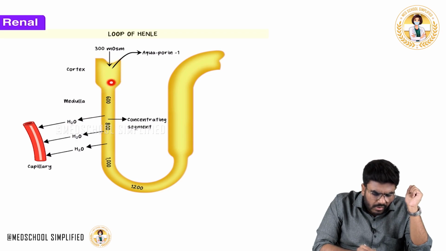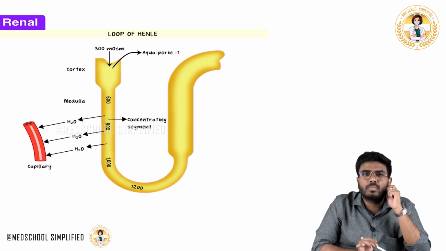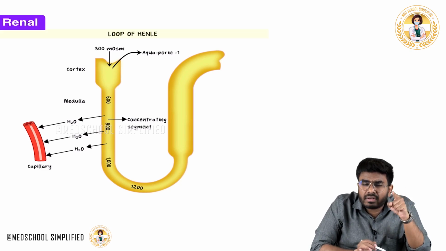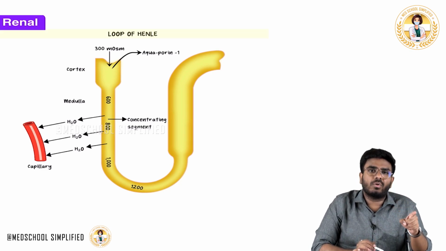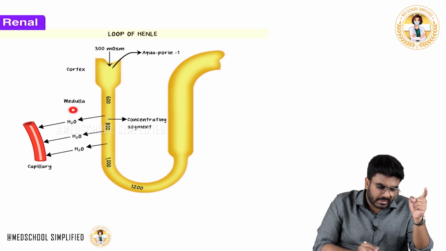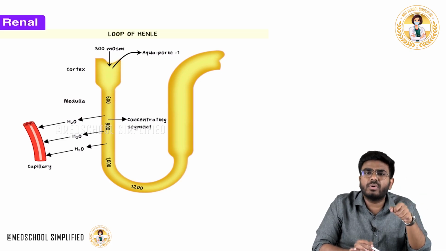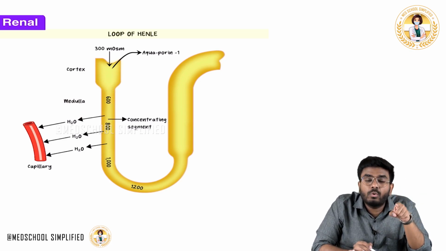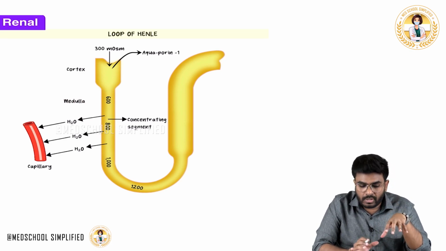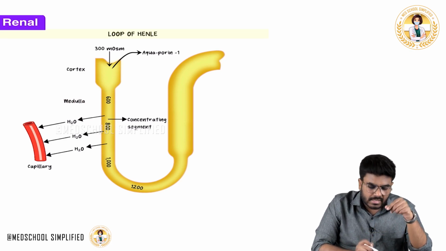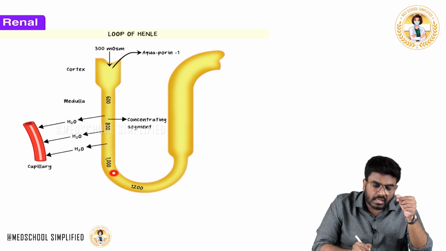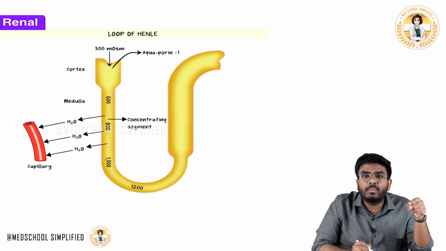So first of all, why is the water getting reabsorbed? We all know that wherever there is sodium, water follows the sodium. See, this is actually the medulla. The descending limb of loop of Henle will go into the medulla. Especially I am talking about the juxtamedullary nephrons. In the juxtamedullary nephrons, the loop of Henle will go deep into the medulla.